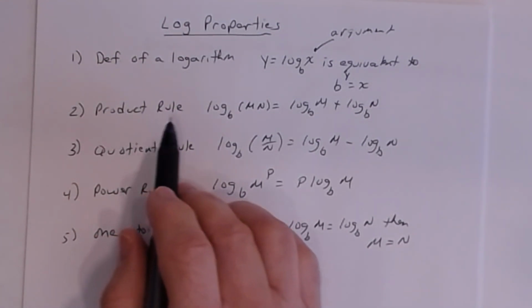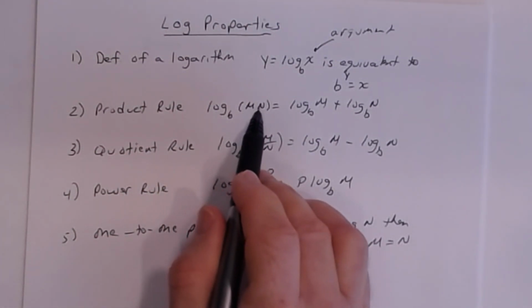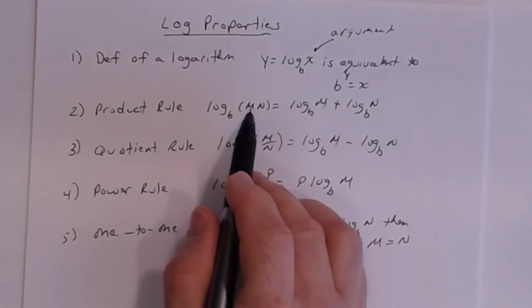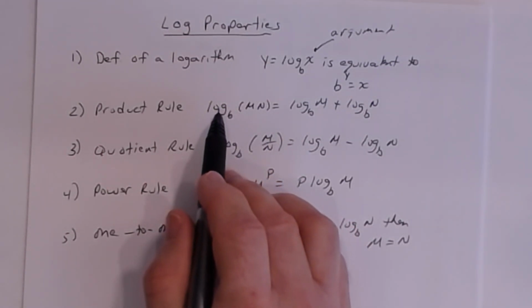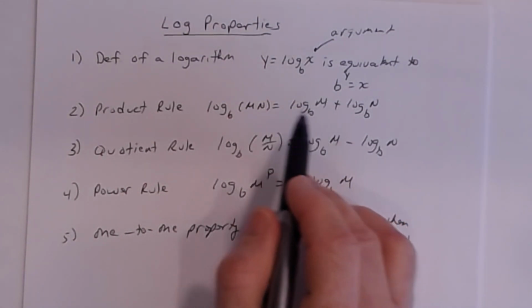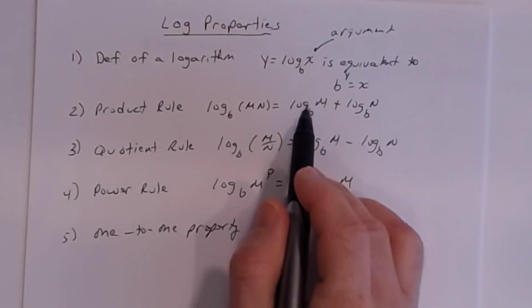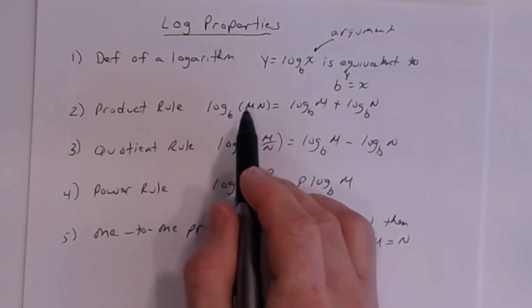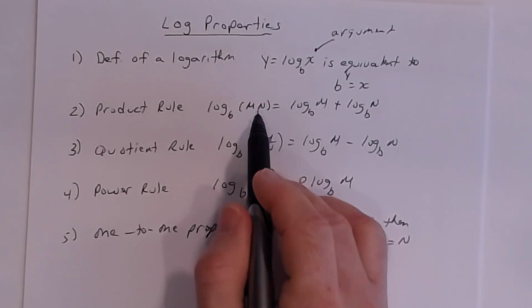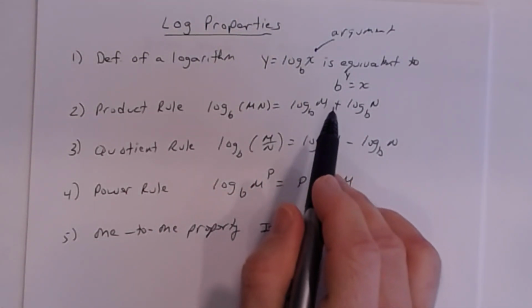Then we're going to use a product rule. So the product rule says this: if you take the log of a product, m times n, then you can always write it, you can write the log of a product, so we're expanding it. So this is called expansion. We're expanding it to the sum of each individual log. So the log of m plus the log of n. So the log of a product becomes an addition problem.